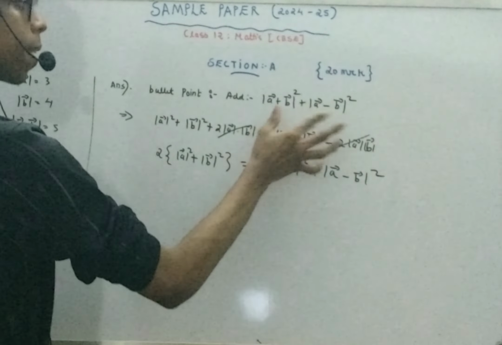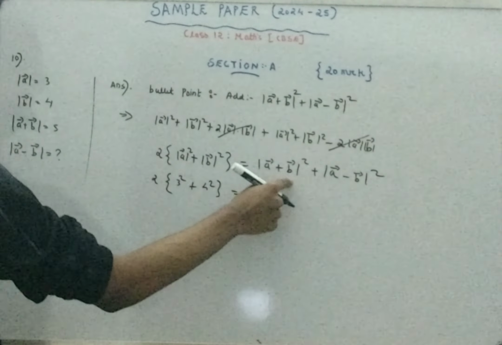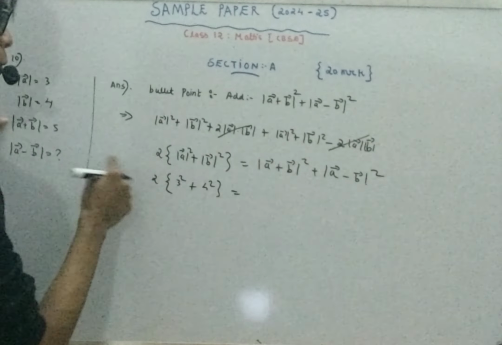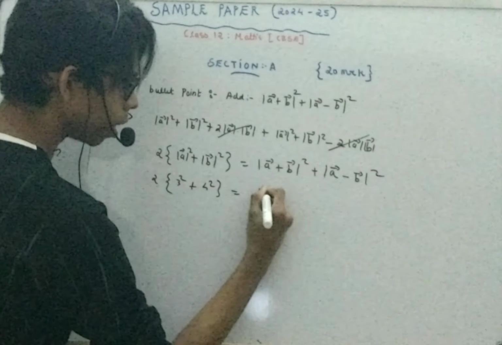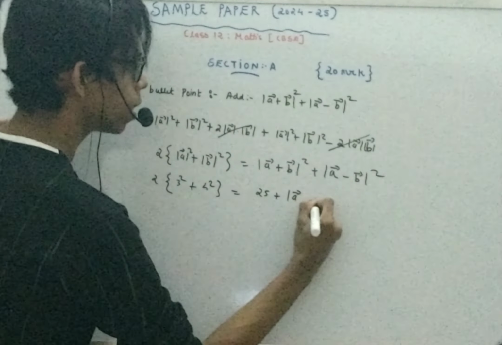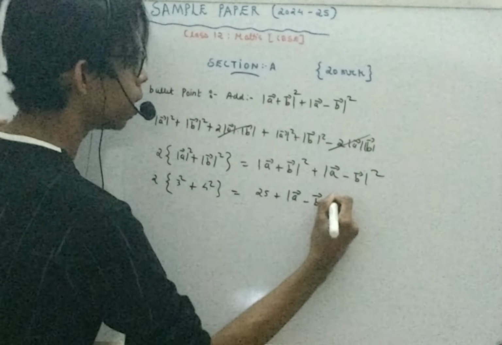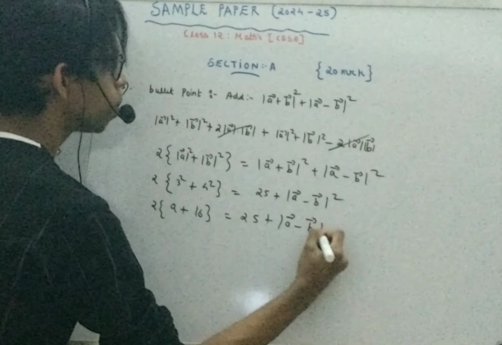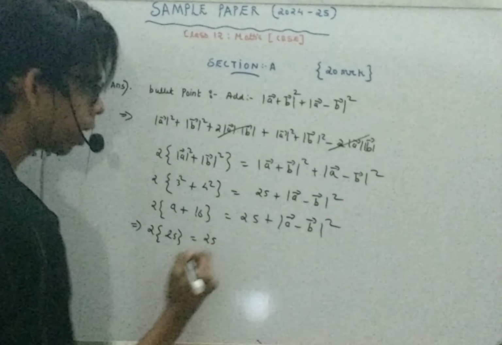Now we can directly substitute the values and find our answer. Twice of magnitude of A vector square, which means 3 square, plus B vector square, which means 4 square, is equal to this A plus B the whole square. We know A plus B is equal to 5, so 5 square means 25, plus magnitude of A vector minus B vector the whole square. So twice of 9 plus 16 is equal to 25 plus magnitude of A vector minus B vector the whole square.